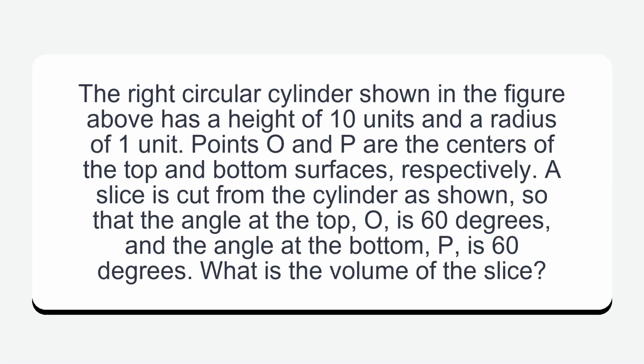The right circular cylinder shown in the figure above has a height of 10 units and a radius of 1 unit. Points O and P are the centers of the top and bottom surfaces, respectively. A slice is cut from the cylinder as shown, so that the angle at the top, O, is 60 degrees, and the angle at the bottom, P, is 60 degrees. What is the volume of the slice?